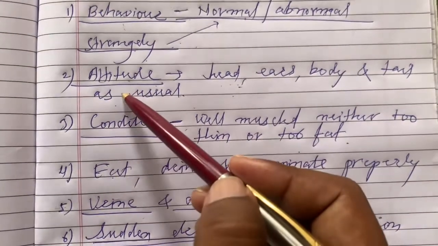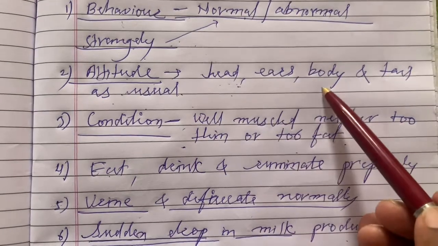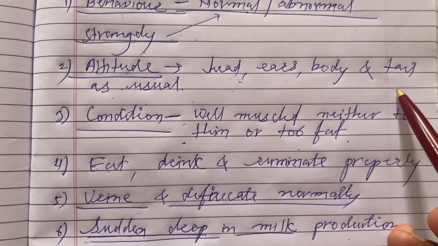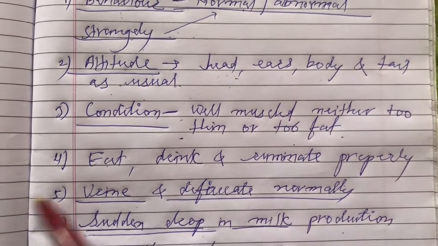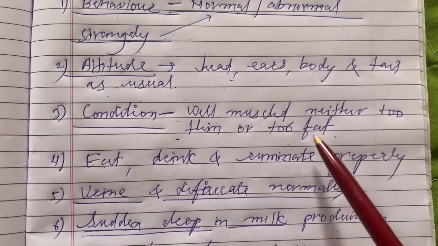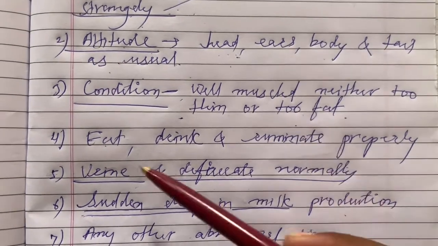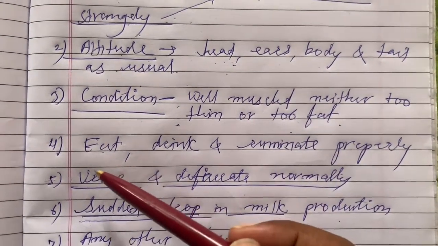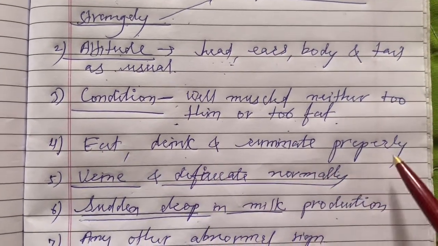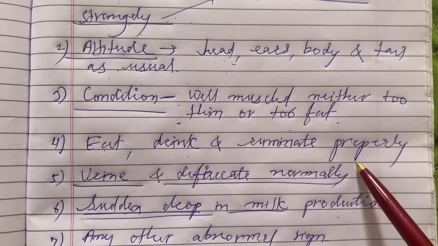If the attitude in the head, ears, body and tail is not as usual, in that case we may again say that the animal is not a normal one. If the animal is too thin or too fat, in that case we may also say that the animal is suffering from some kind of disease. If the animal is not eating properly, not drinking properly, or not ruminating properly, in that case we may again say that the animal is not a normal one.